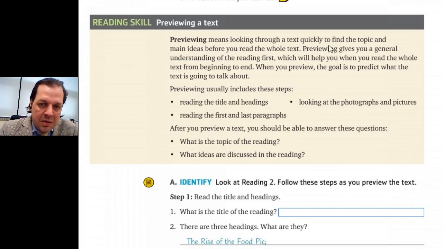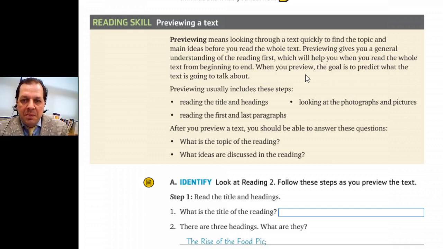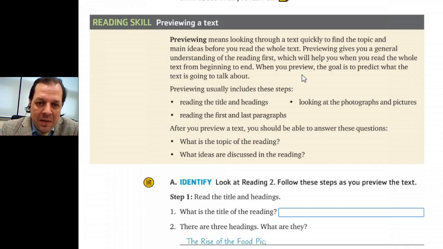Previewing means looking through a text quickly to find the topic and the main ideas before you read the whole text. So previewing gives you a general understanding of the reading first, which will help you when you read the whole text from beginning to end. So if you preview, you're basically trying to predict what the material is about. Okay, so previewing is usually reading the title and the headings, which we just did, looking at photos and pictures, reading the first and last paragraphs. Okay, and you should be able to answer these questions. What is the topic and what ideas are discussed in the reading?